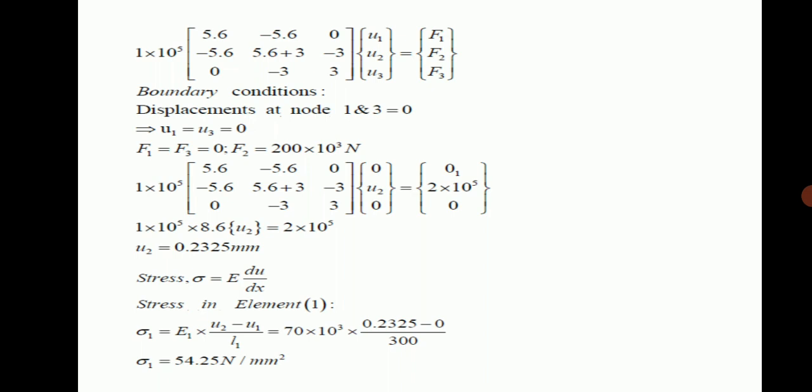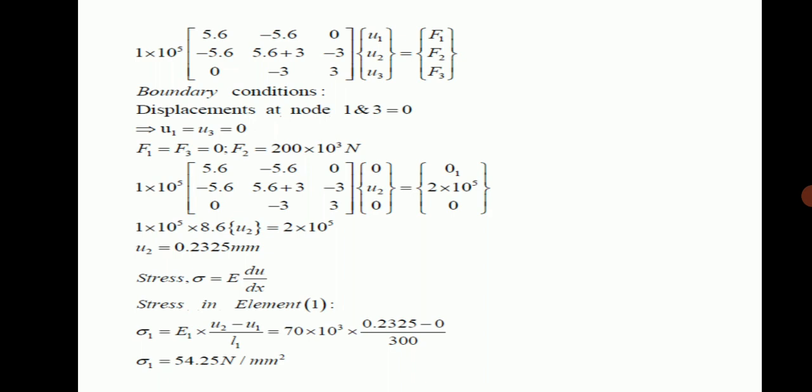We want to consider F2 as 200 into 10 power 3 Newton, and we substitute all the values in the assembled equation, and at last we will get the answer for U2. That means displacement at node 2 is 0.2325 mm. Then we want to find the stress.